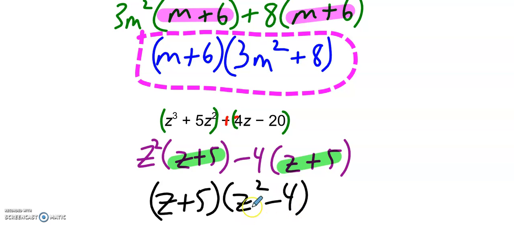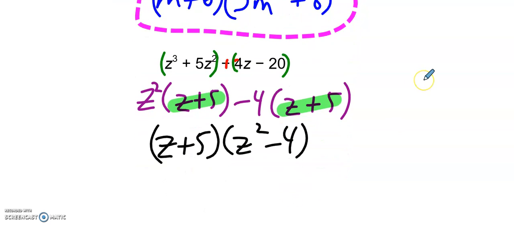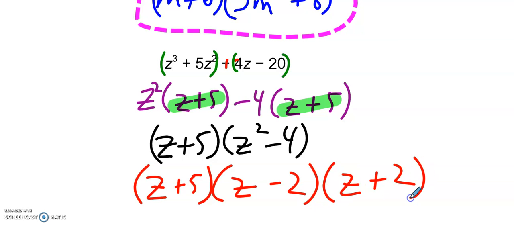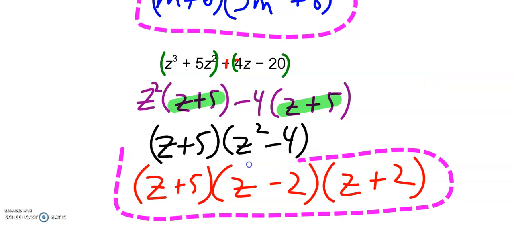Hold on a sec. What do we notice here? Wait a minute. Z squared minus 4. Oh my god. Difference of squares. Who knew? Great. That is amazing. So, my final answer would be z plus 5 times z minus 2 times z plus 2, because I'm factoring z squared minus 4 as the difference of squares, so that becomes z minus 2, z plus 2. Boom. That was fun.